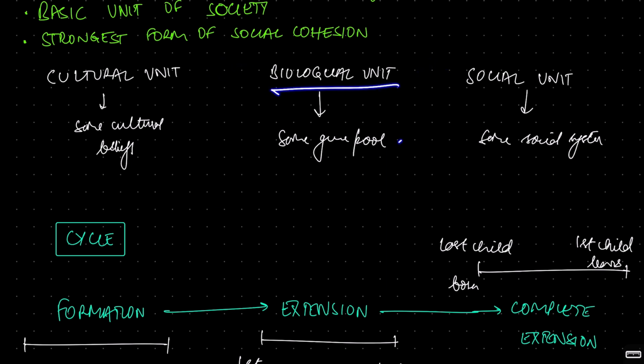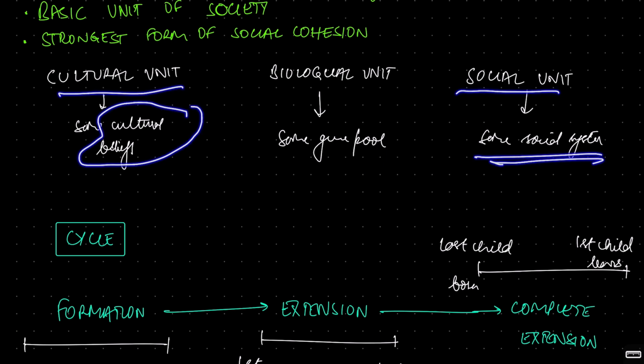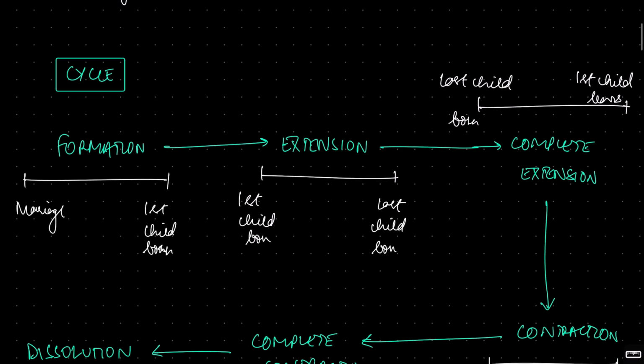Biological because they all have a similar gene pool. Cultural unit, they have the same cultural beliefs. Social unit, same social system. Simple, done. Then coming to family cycle.